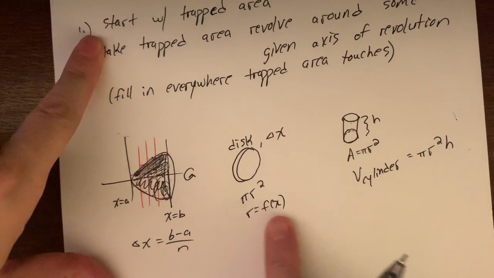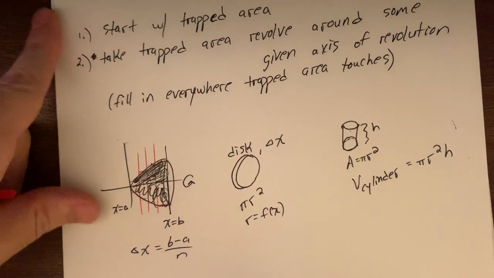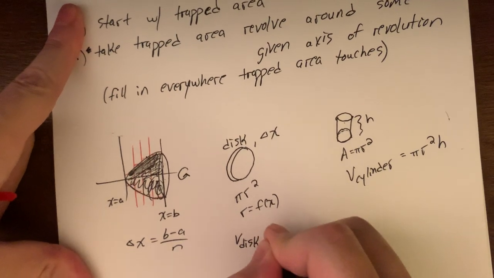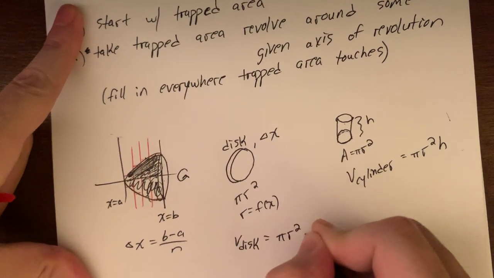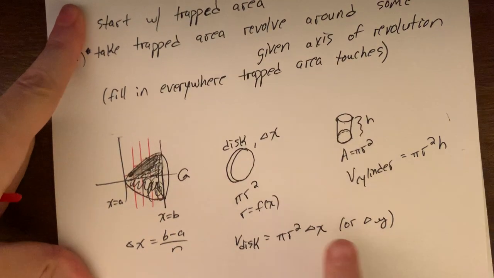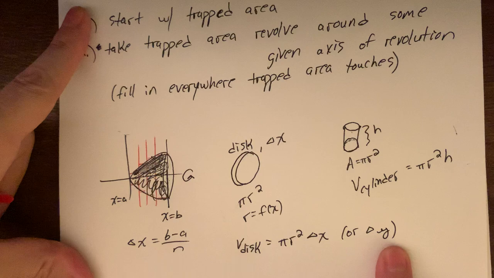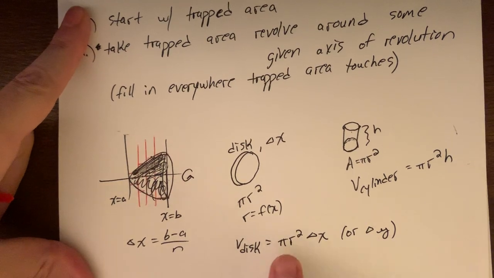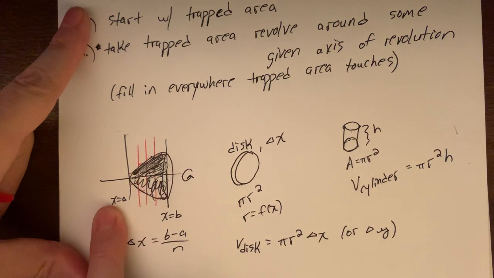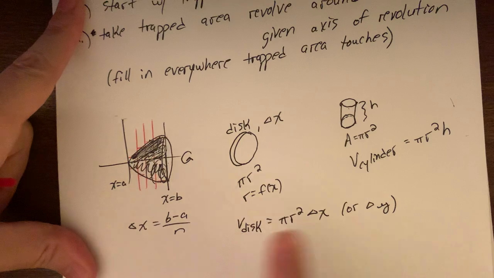So that's what it would be generically here, but now I'm going to look at the volume of one disc. It would be pi r squared times delta x, or again, delta y. This example is delta x. We'll get to one where it's delta y. But that's just one disc. How am I going to get the volume of the whole figure? I'll add the volumes of all these discs together.